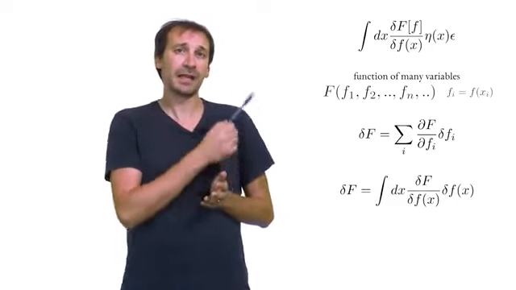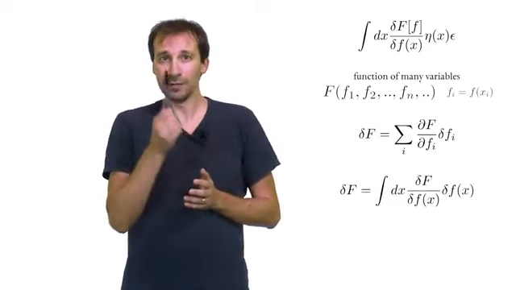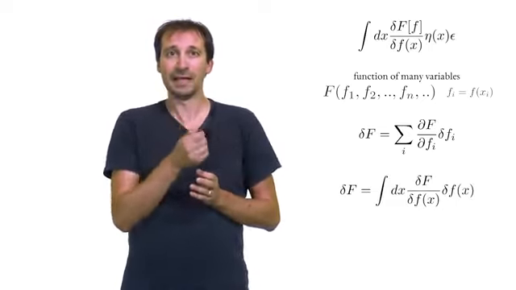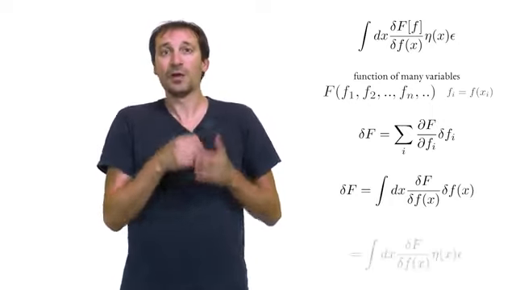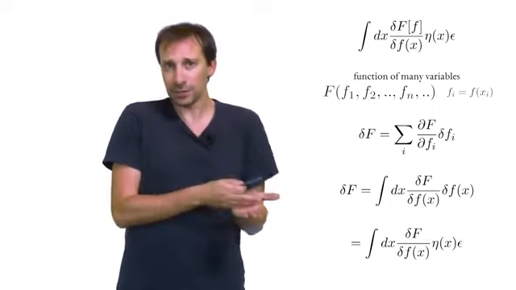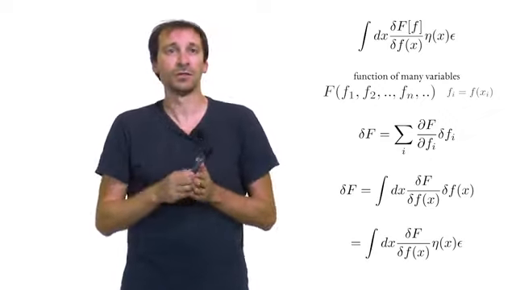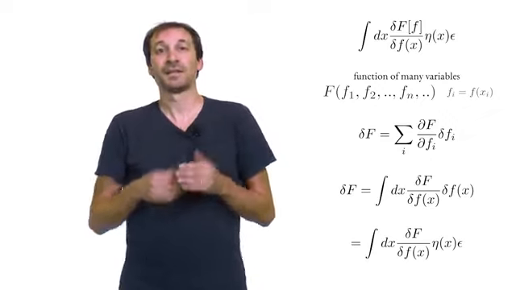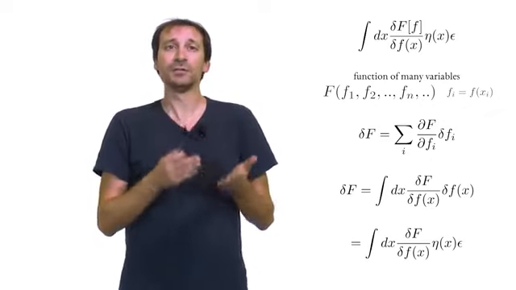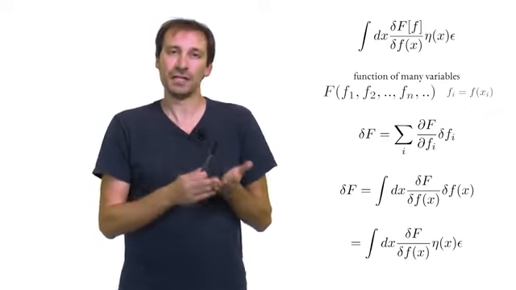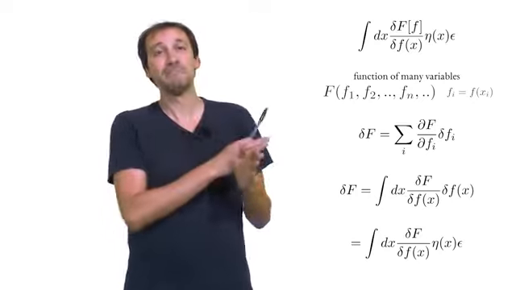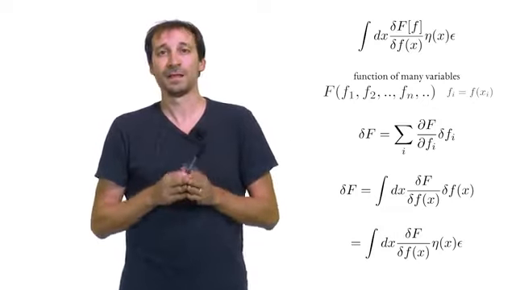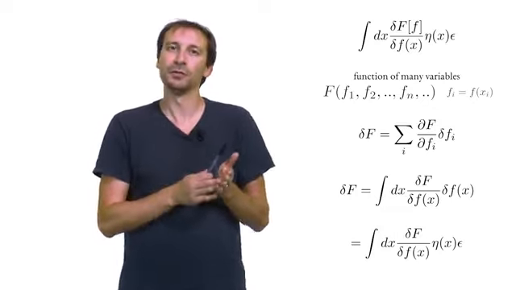The sum becomes an integral, and your little infinitesimal variation delta f(x) can always be written like a function times an infinitesimal, so to recover the definition of the functional derivative. A functional derivative can also be seen as a generic variation of a function which has many variables. Sometimes this is the first point of view that is given in textbooks.